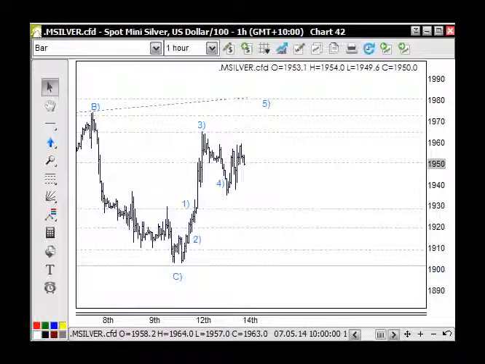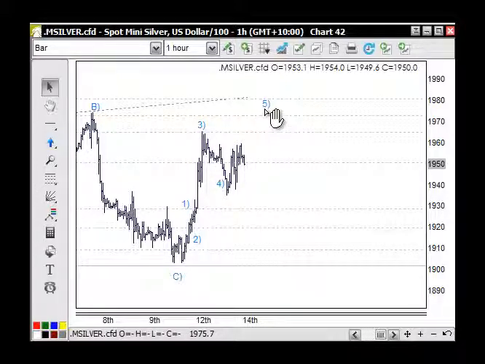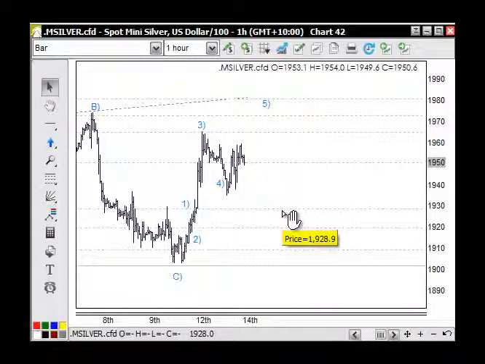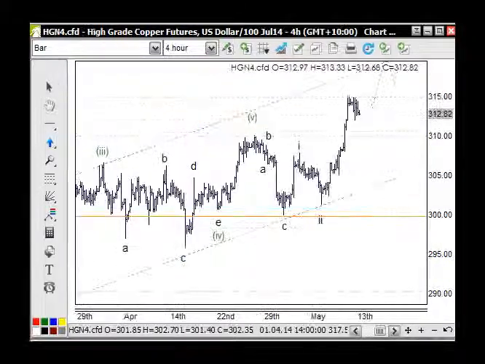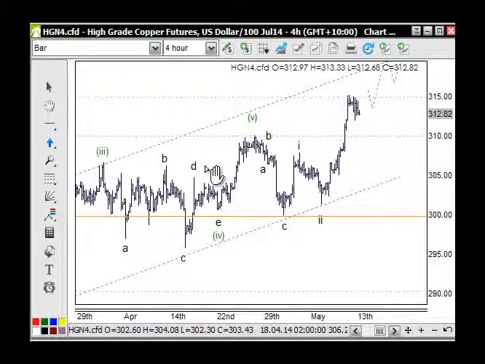The silver market's got a slightly different count. We were looking at this as wave 1, 2, and 3 up here, wave 4, and we're looking for wave 5 up into this area through here. So not really interested in going long on silver as such either, but let's just see it play out. Nothing cooking here. The base metals are doing what we expect them to do.